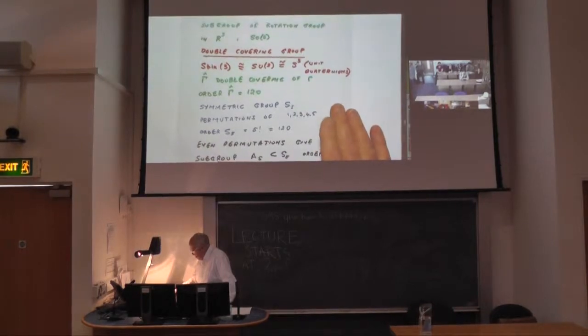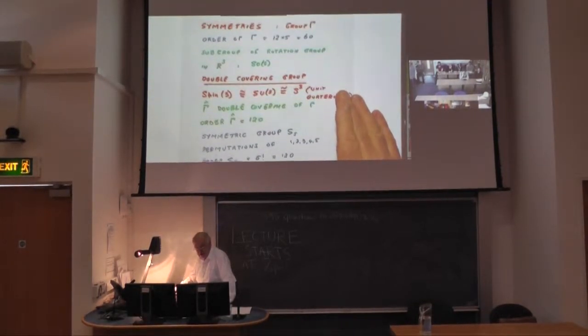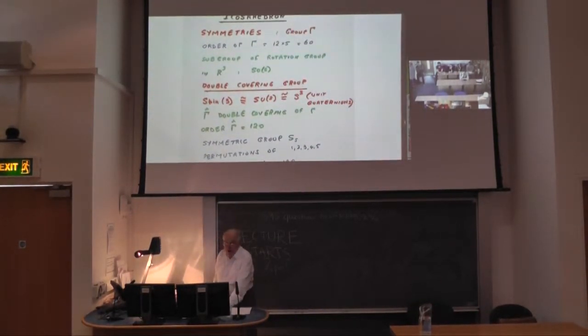So the icosahedron has a symmetry group which is a group of order 60, because there are 12 vertices, and at each vertex you can turn around through an angle that is a multiple of 2π/5, so you get 5 times 12, which is 60. And this is a subgroup of the rotation group. It's a finite subgroup of the group of rotations in 3-space.